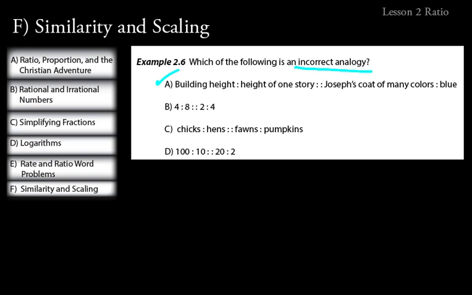And then B: 4 is to 8 as 2 is to 4. Well, they're both equal to 1/2, right? So that one's okay. C: chicks are to hens as fawns are to doe. That would make that true. So either that or the hen side is wrong. I mean, you can't tell which side is wrong here. It could be that it should be chicks are to some other random vegetable or fruit. So that one doesn't seem like the right one, but we'll just look at the next one too. D: 100 to 10. 100 over 10 is just 10. 20 over 2, that's 10 also. That one's okay, so choice C is the incorrect analogy there.